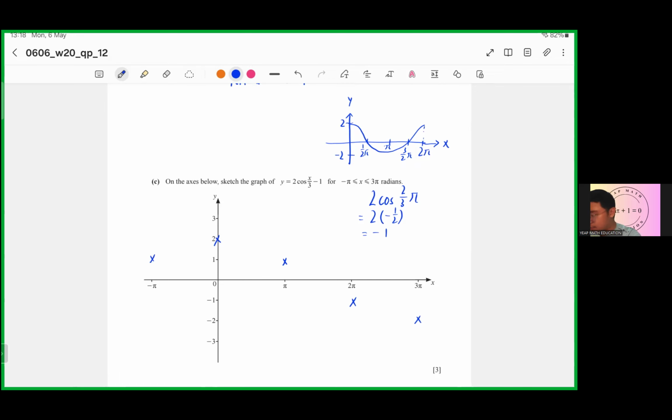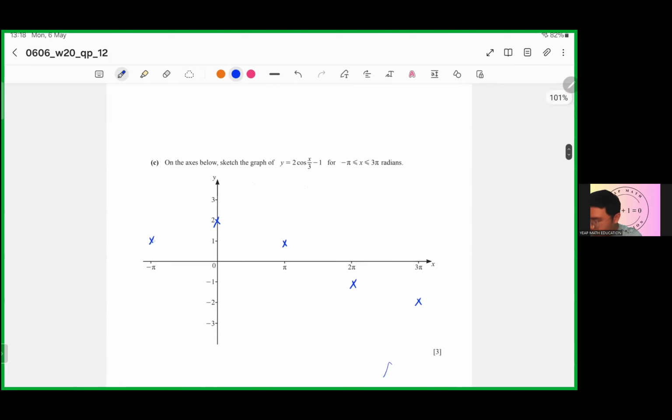Okay. This is for 2 cos 1 over 3 part. But now you can see it's happened for translation. Now it's downwards 1 unit. So what you need to do is, I already labeled all the points on. Just put that here. This is a new point. So you erase for this part. Now you can start to connect it.